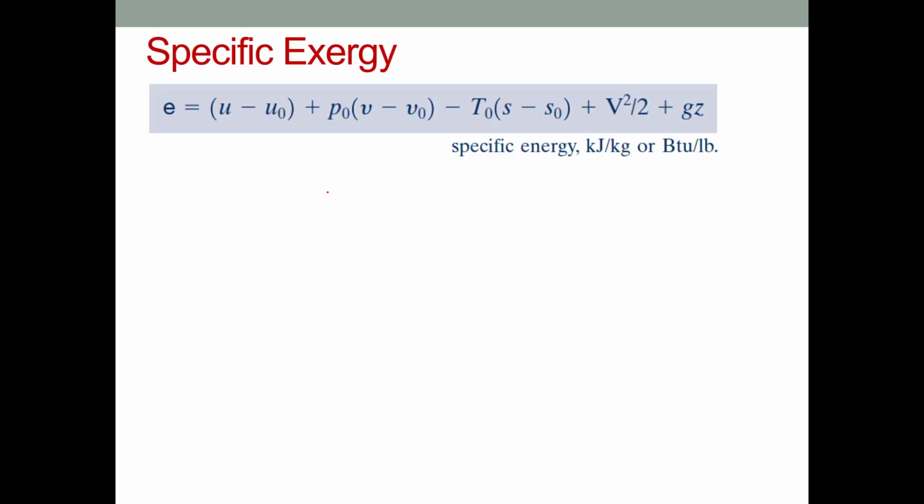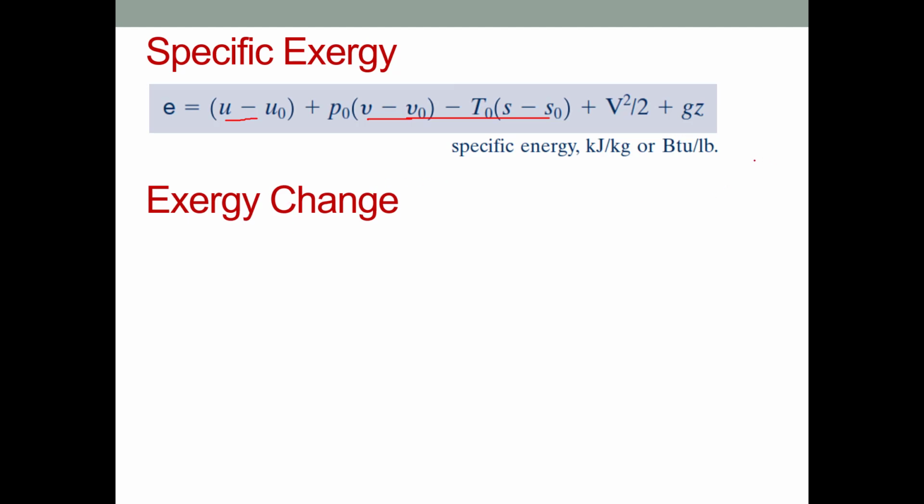So specific exergy, normally it is represented with small e, so that's U minus U naught, right? So that's a specific internal energy. Similarly, this is specific volume, this is specific entropy, right? So the unit of the energy would be now kilojoule per kg. Energy and exergy have the same units.